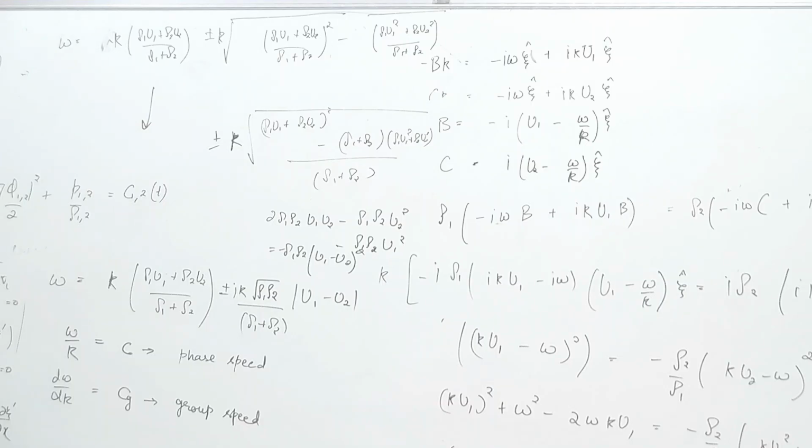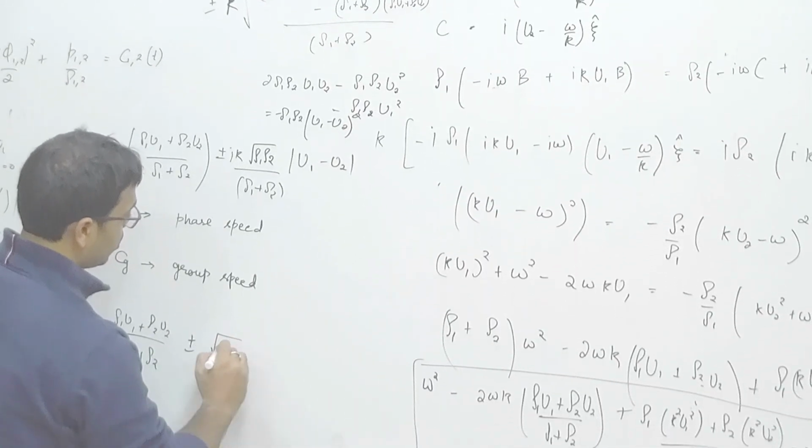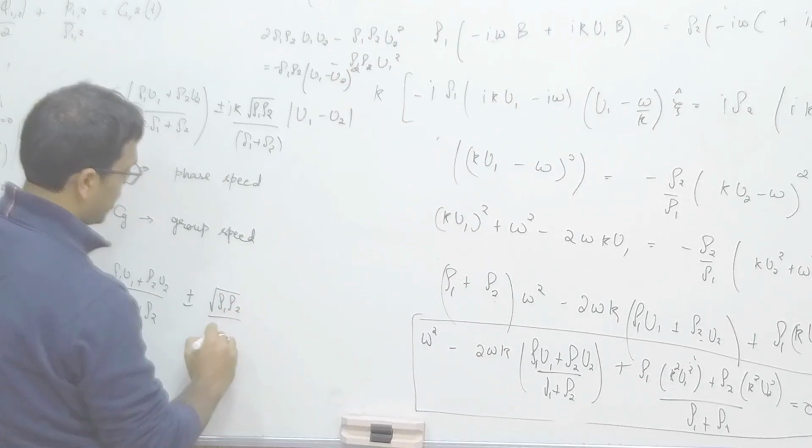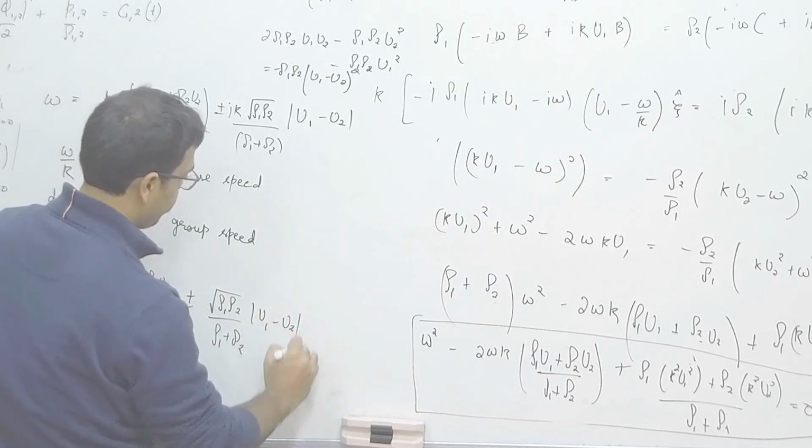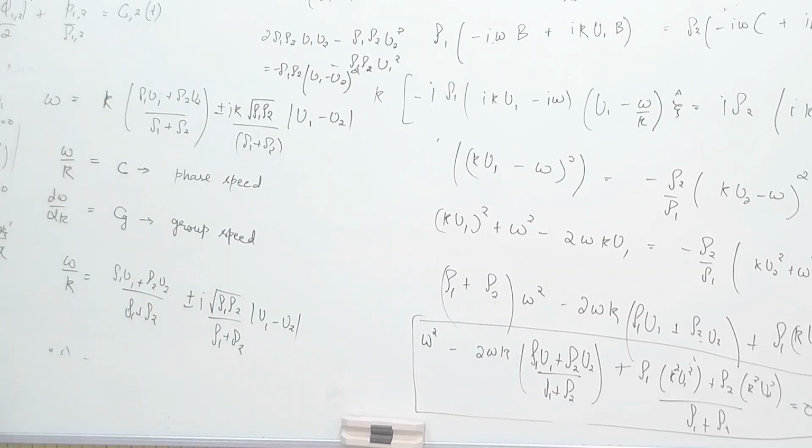Okay. So, omega by k is simply equal to (rho 1 u1 plus rho 2 u2) by (rho 1 plus rho 2), plus minus square root of (rho 1 rho 2) by (rho 1 plus rho 2), times mod of (u1 minus u2) times I. Okay, and now if you reconcile this with our normal mode assumptions, what did we have for normal mode assumptions?